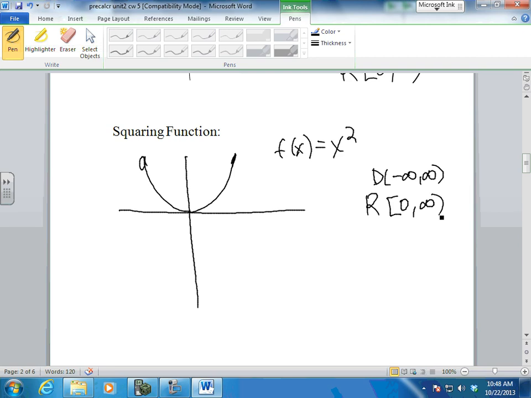These are called your core graphs, your parent graphs. We run our transformations off of these guys. So now we can shift it up 1, over 1, down 5. We can reflect it off of your parent graph.